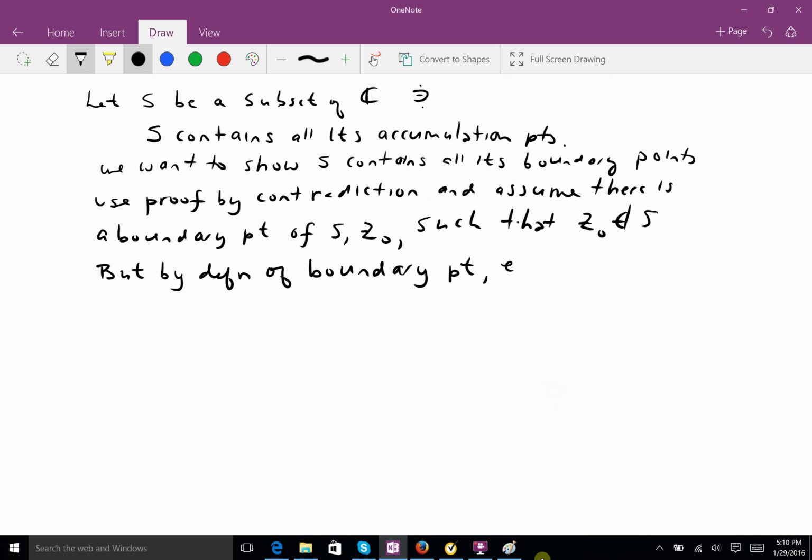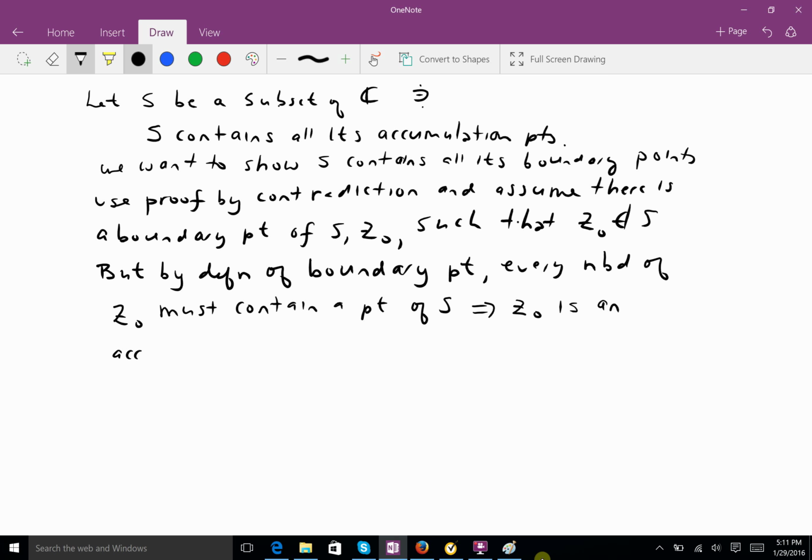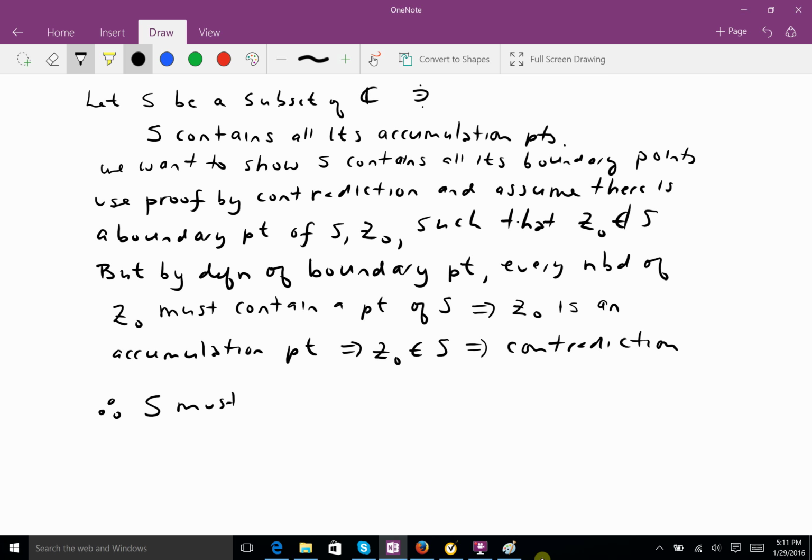Every neighborhood of Z naught must contain a point of S, and therefore this implies that Z naught is an accumulation point. Since we assumed that S contained all of its accumulation points, this implies that Z naught is an element of S, which produces a contradiction. Therefore, S must be closed. So that's a good proof to get to know.